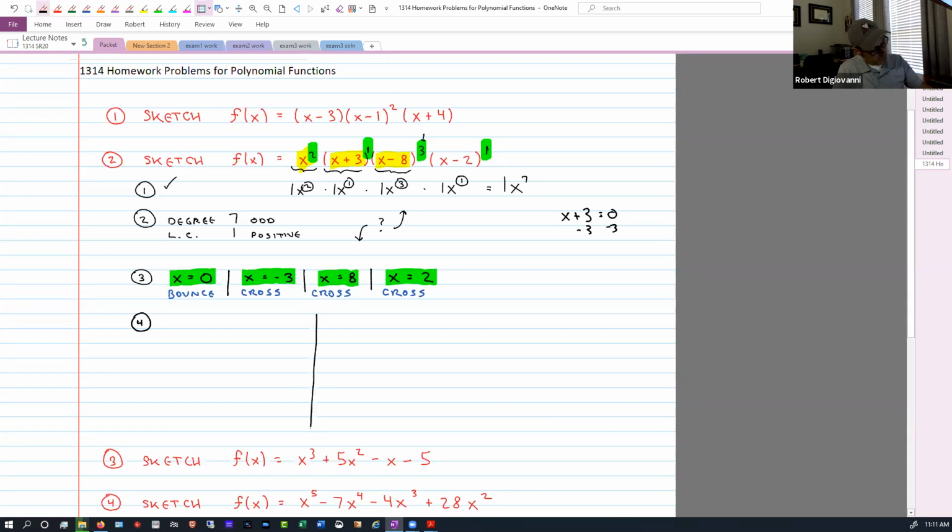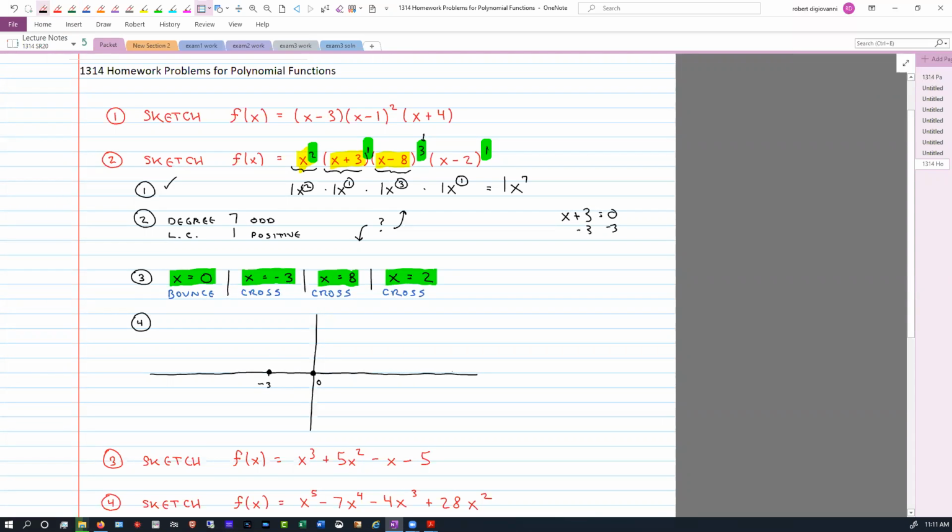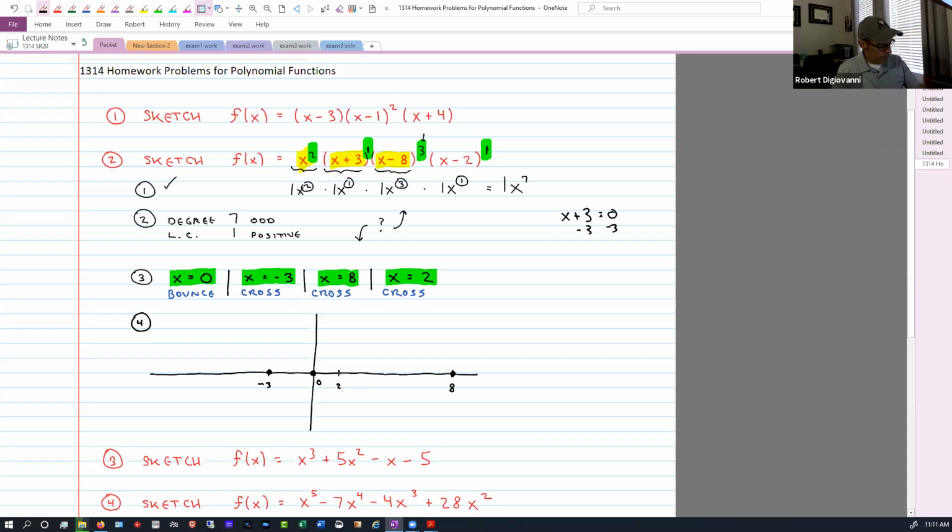So I draw my x and y axes. And I'm going to put all these numbers here. So x is 0. x is -3. x is 8. It's way out here. And x is 2. And we also know that the left side goes down, so I know this side goes down. I know the right side goes up. I'm just connecting all these things together.